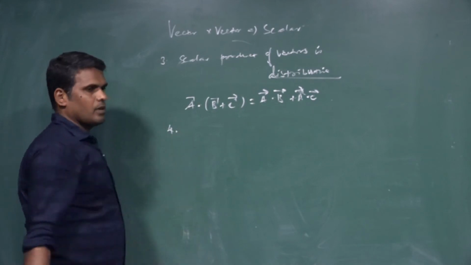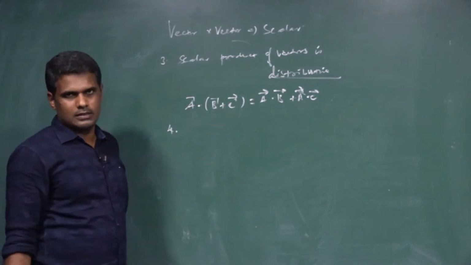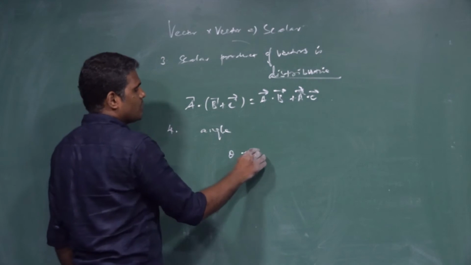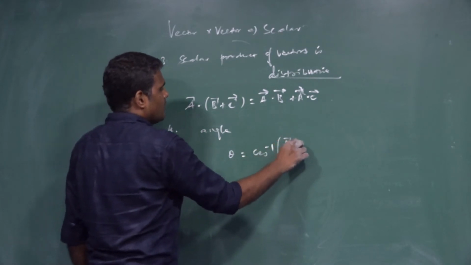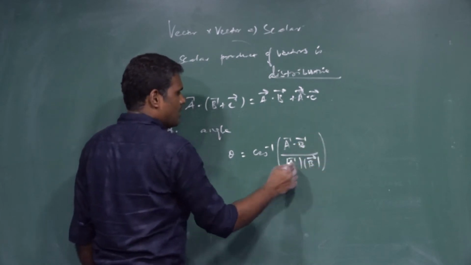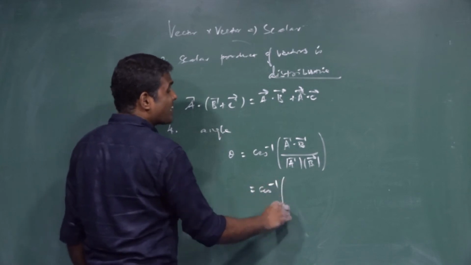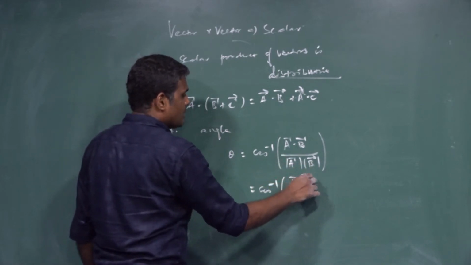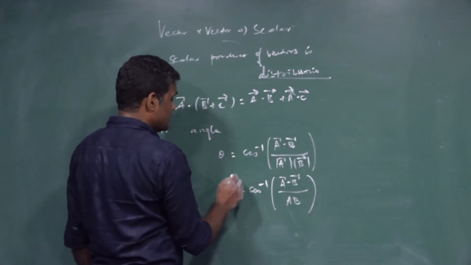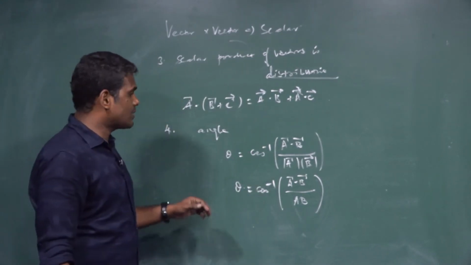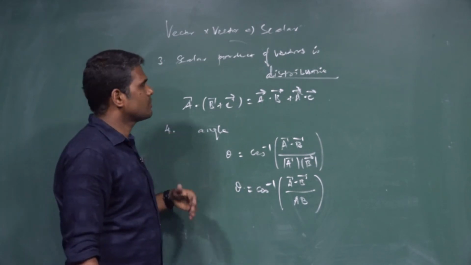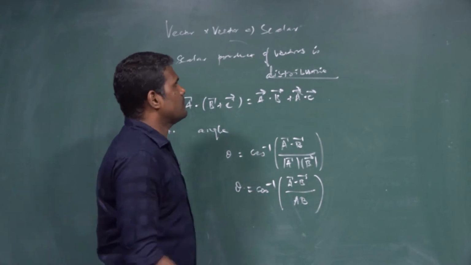Fourth one, how will you determine the angle between the two vectors? The angle between the two vectors can be given by theta equals cos inverse of A vector dot B vector divided by modulus of A vector times modulus of B vector. Modulus of A vector and modulus of B vector are nothing but the magnitudes of the vectors, so I can write A vector dot B vector divided by AB. So theta equals cos inverse of A vector dot B vector divided by AB. This is the fourth property. Now we shall go on to the fifth property here.